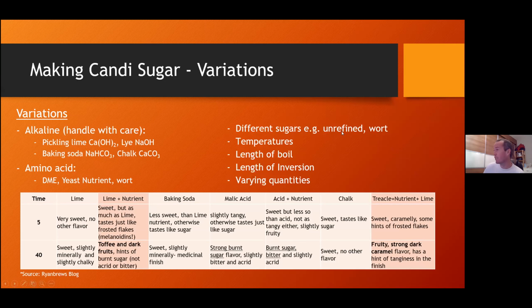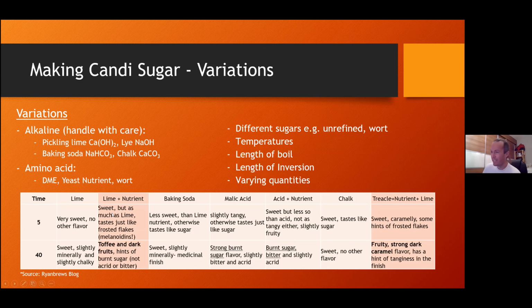You can try unrefined sugars as well, which lots of people do. Then it's almost like cheating in a way. You get a dark sugar even before you start. Different temperatures, the length of the boil, the length of your inversion, and even varying the quantities or additions. Play around. This is really what you're doing.